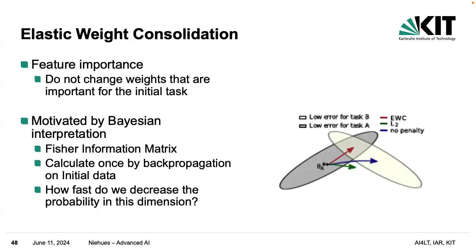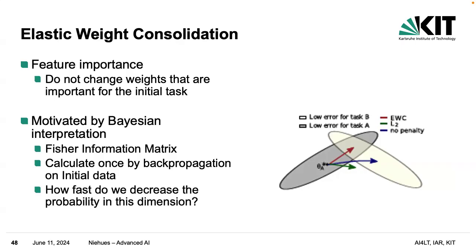The idea here is that if you interpret the model in a Bayesian way, so that you have a probability distribution over all parameters, then you can estimate these by the Fisher information matrix. That means you have to calculate this matrix once on your initial data, and you have to store it with your initial model. So the FI is also fixed, and during training, you keep that.